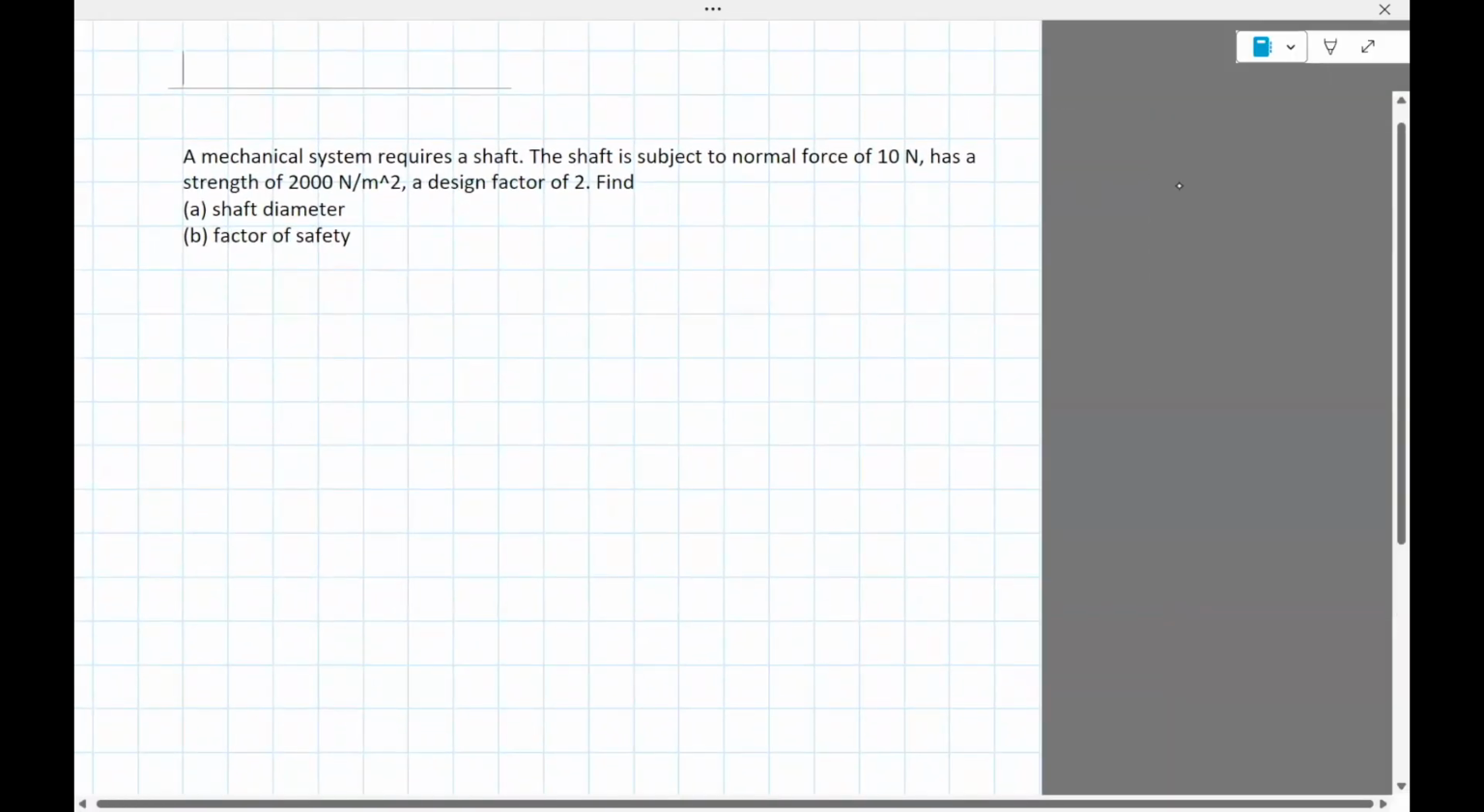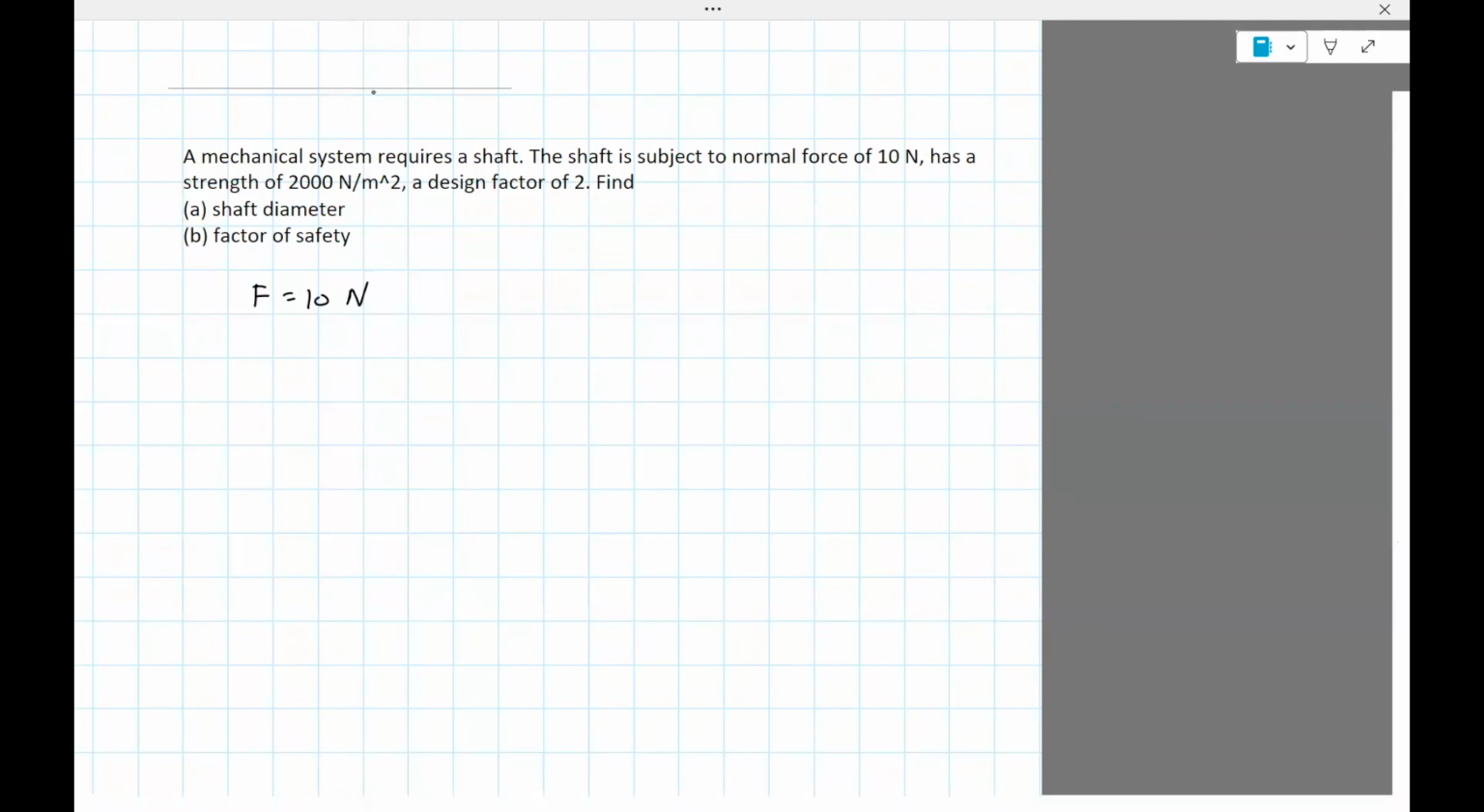A mechanical system requires a shaft. The shaft is subject to a normal stress of 10 newtons, has a strength of 2000 Newton per meter square, and a design factor of 2. Find the shaft diameter and the factor of safety. Remember that the design factor is something which I give you when you're designing the particular product or object. So here, let's see what's given. We are given the force. We're given the strength S.